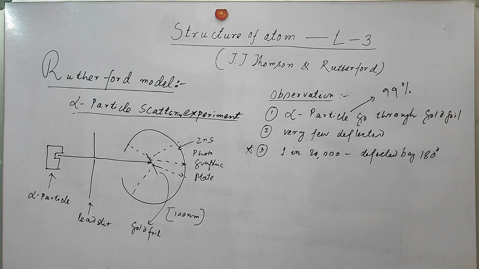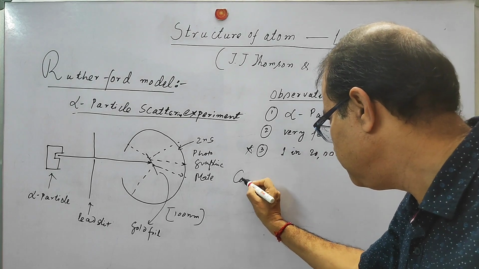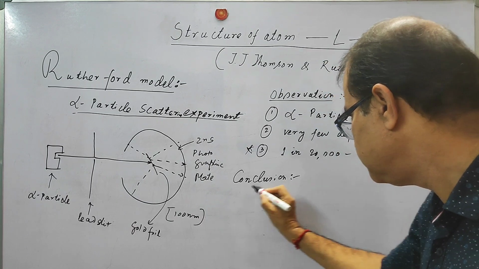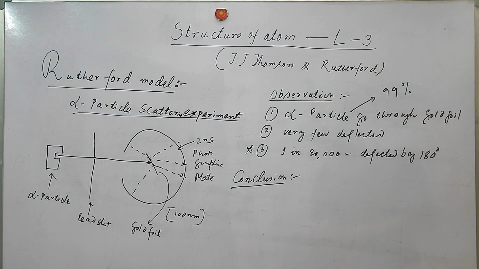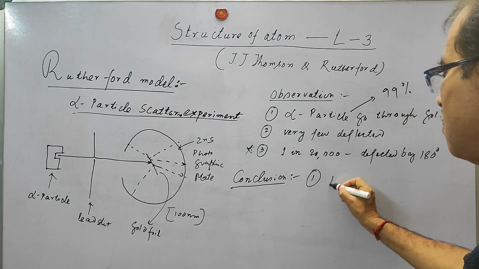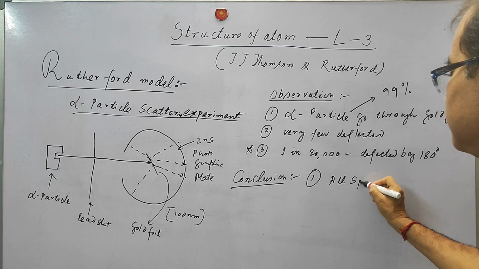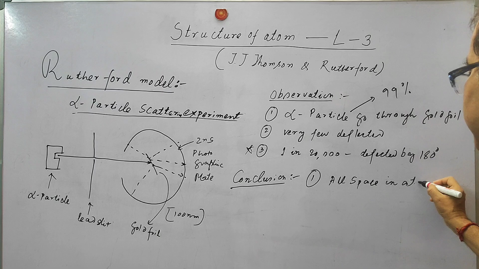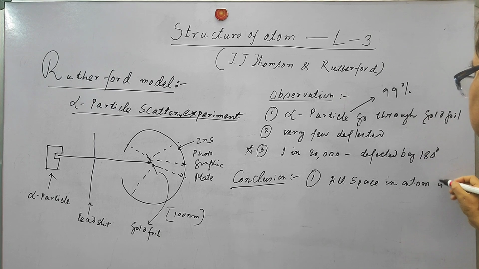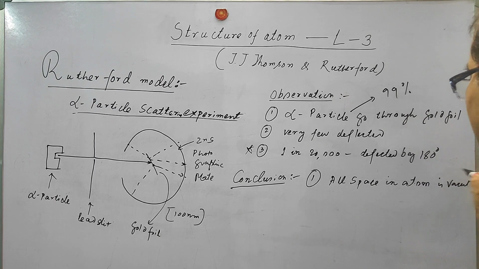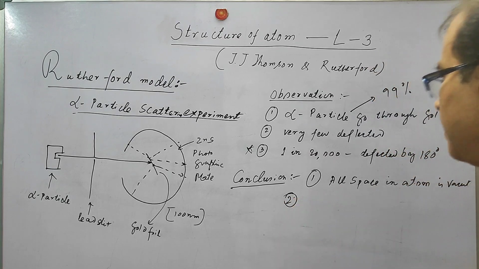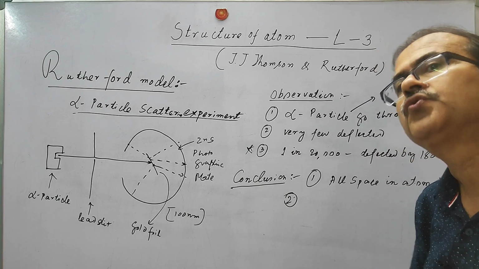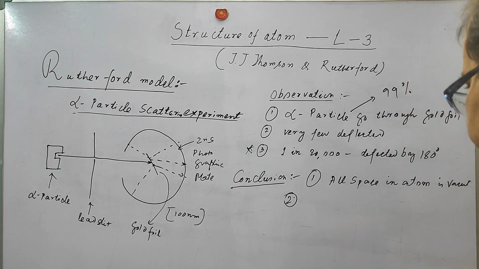And from this, what conclusion did he make? He concluded, number one, all space in the atom is vacant, because all the alpha particles go straight through the gold foil.